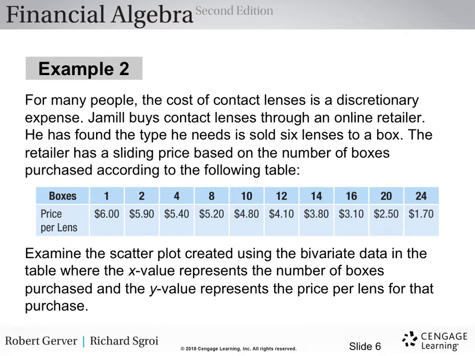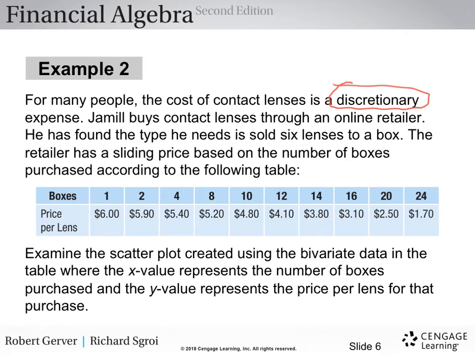For many people, the cost of contact lenses is a discretionary expense. It's not something that is mandatory. Jamil buys contact lenses through an online retailer. He has found the type he needs is sold 6 lenses to a box. The retailer has a sliding price based on the number of boxes purchased according to the following table. Notice the top row is boxes from 1 to 24, and then the bottom row is price per lens.